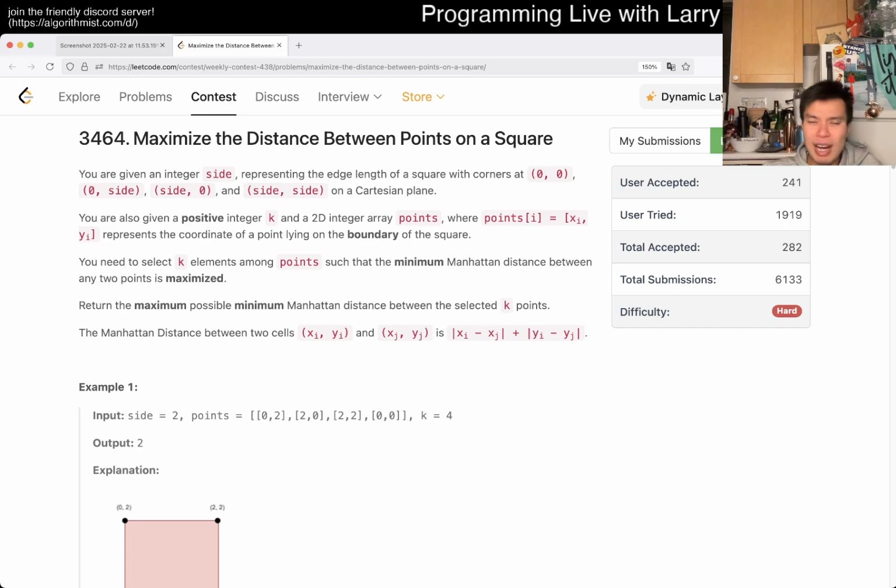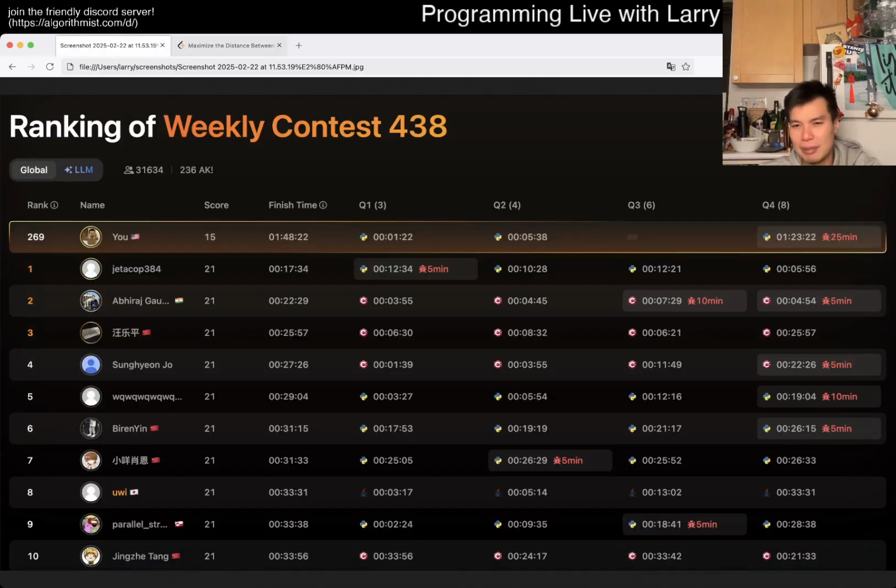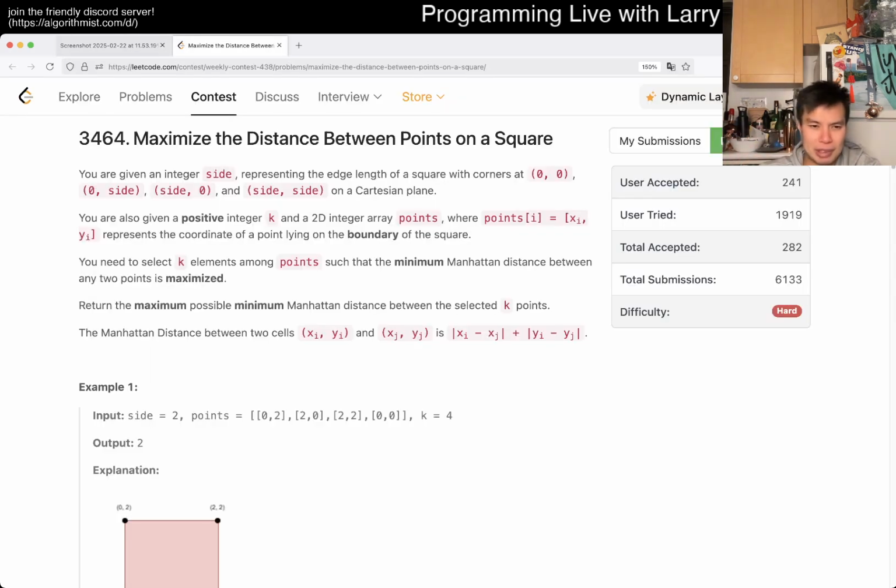I actually don't know how long I took on this one because I ended up skipping Q3. I don't remember when I skipped Q3. Actually, let me take a look real quick. What is this? 4:38. So I ended up spending 40 minutes on this one as a result. So it's still a very hard problem, frankly, for me anyway.